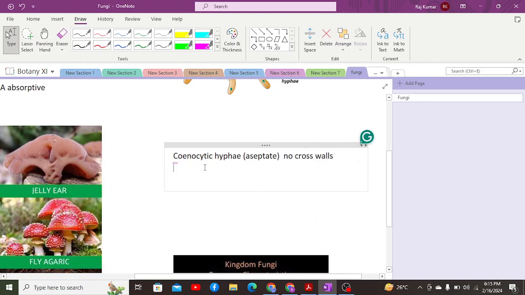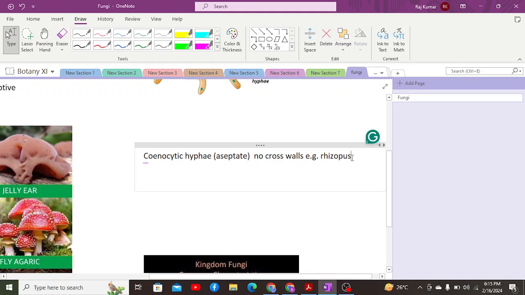Cenocytic hyphae, aseptate hyphae. An example of this cenocytic hypha is Rhizopus. And the other type is septate hyphae. These septate hyphae have cross walls between them, and these cross walls have several perforations so that food material can be transferred from one cell to another.